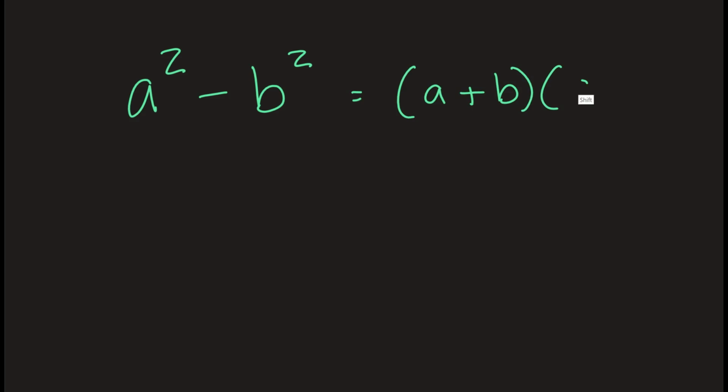Does anyone remember how we could possibly factor this? Yes, difference of squares. A squared minus b squared can be factored into a plus b times a minus b.